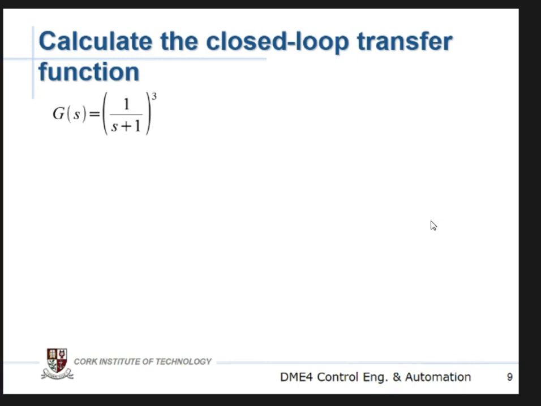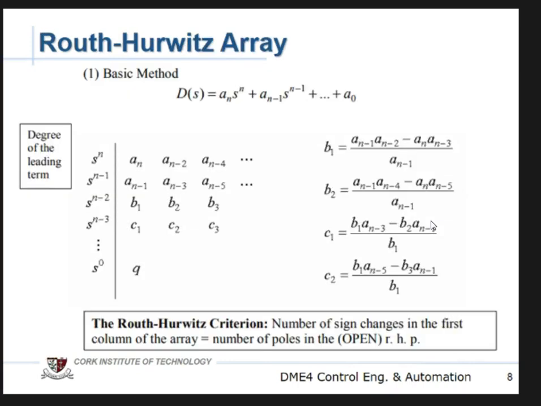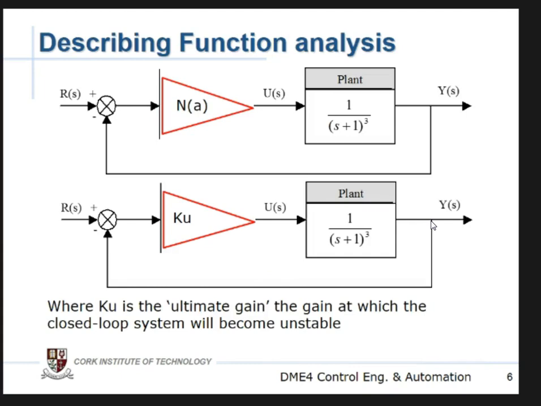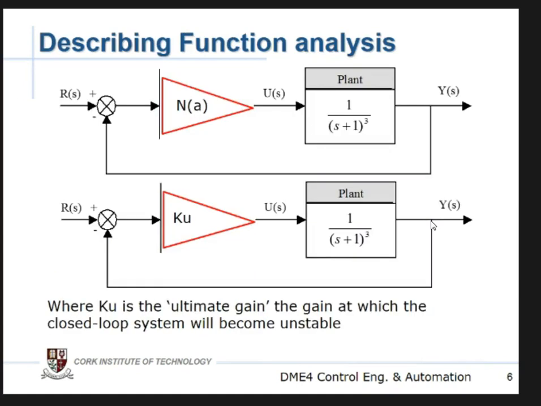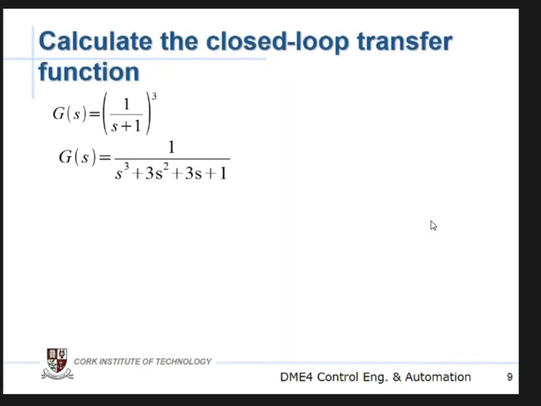So, the first thing that we need to do: the Routh-Hurwitz is based on the closed loop transfer function, because we're assuming that we have a closed loop system, we've increased the gain until it becomes unstable, and we want to figure out what that gain is. So first we need to calculate the closed loop transfer function. If we look at our system, my transfer function is 1 over (s plus 1) cubed. So when I multiply that out, I get s cubed plus 3s squared plus 3s plus 1. Obviously you need to do that first of all.